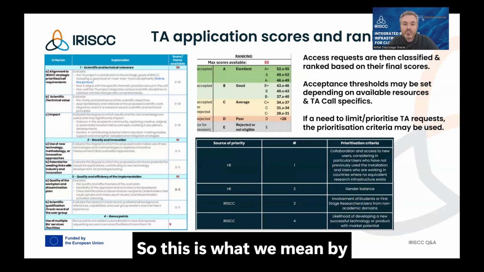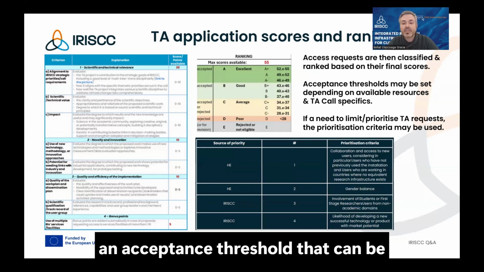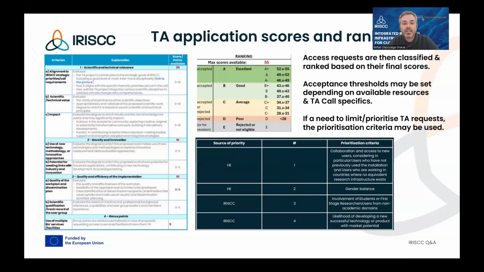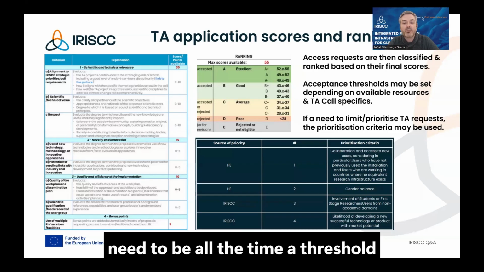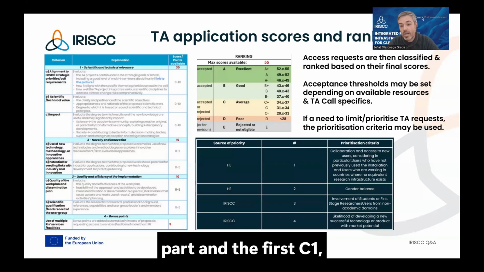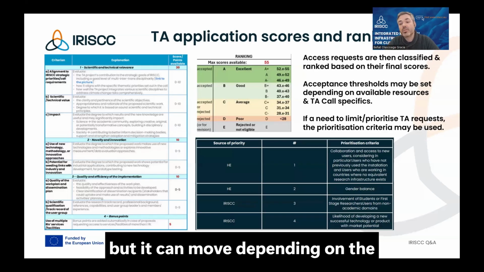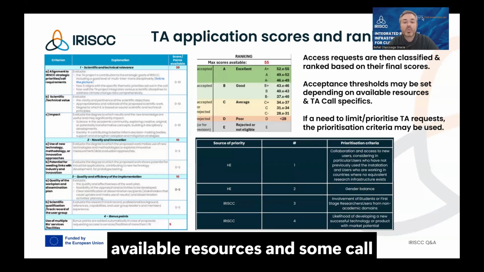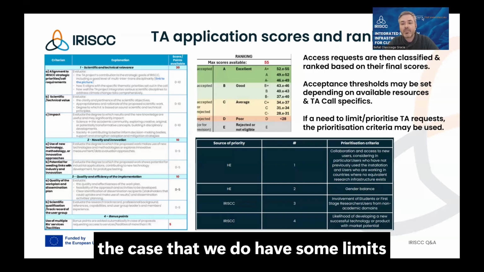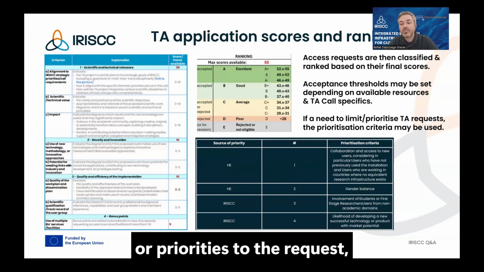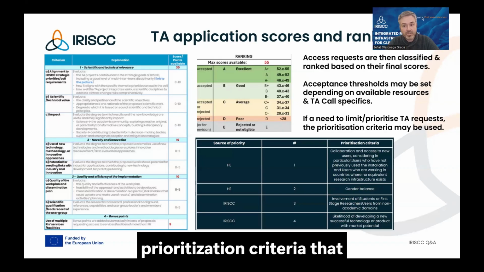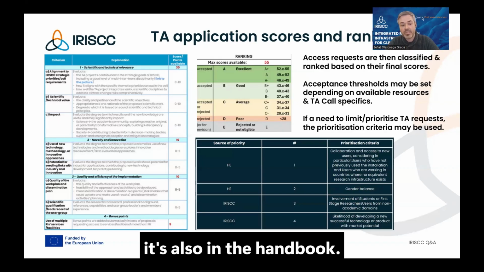So this is what we mean by an acceptance threshold that can be dynamic depending on the call. It doesn't need to be all the time a threshold between the rejected red part and the first C1, but it can move depending on the available resources and some call specifics. And in the case that we do have some limits or priorities to the request, we are going to be using this prioritization criteria that is also in the handbook.